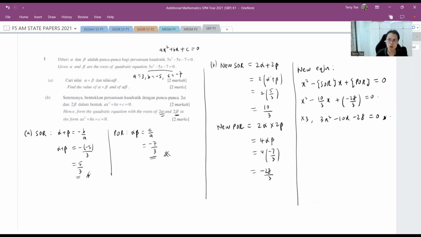Yeah, remember, we need to multiply by 3 because most of the time we need to leave our answer in this form. But here the question didn't mention that a, b, c are usually written in the form of integers, right? So just multiply by 3, get rid of the fraction, leave your answer in this form.